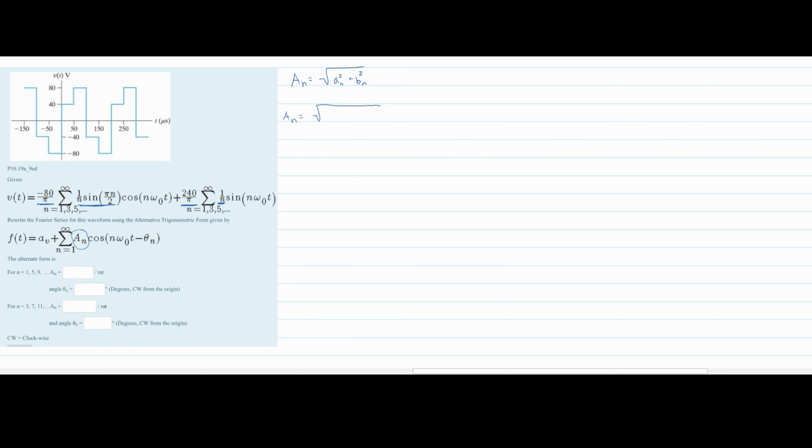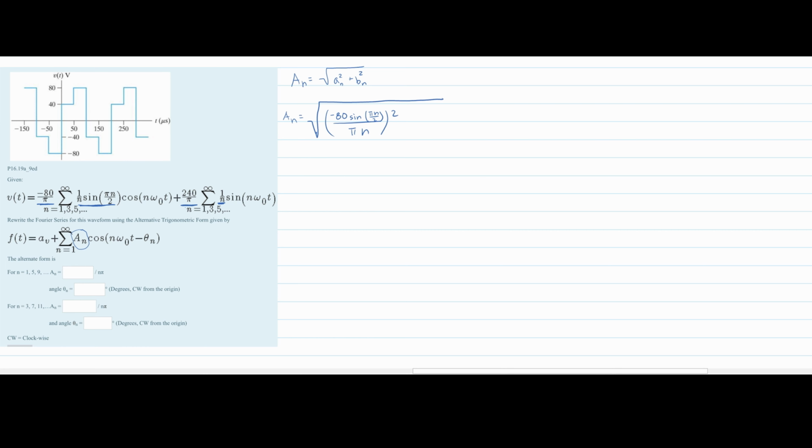Our A n squared, let's just write all of this out, right? So we're going to have a minus 80. We're going to have sine of pi n over 2. And this is all over pi n. And then this is all going to be squared. So we should actually make this square root a little bit bigger. So I'm going to rewrite it like this.